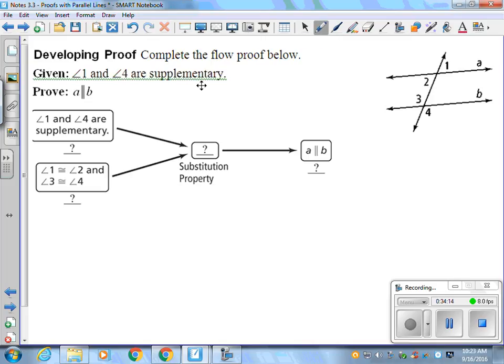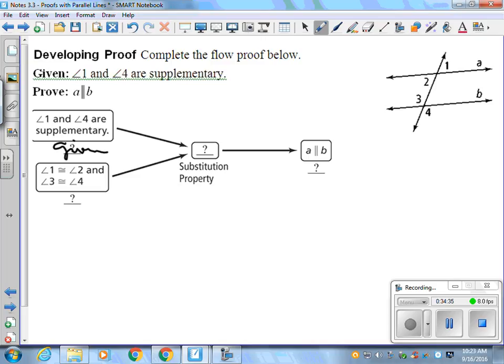This is the reason. What's the reason I know this box? It's given. So you don't have to write this one down. I'm just trying to give you an idea of how, instead of doing a 2-column proof, you can do a flow chart. All right, so if 1 and 4 are supplementary is given, then this box must not be given.